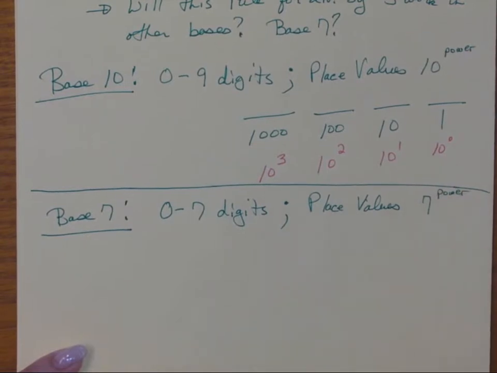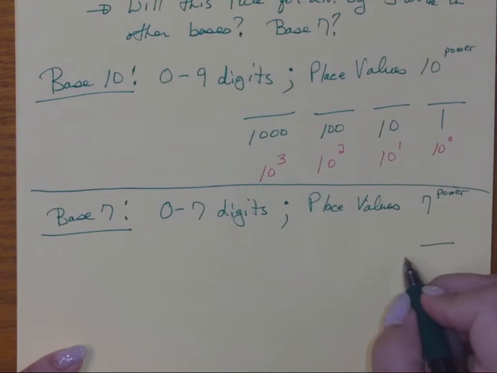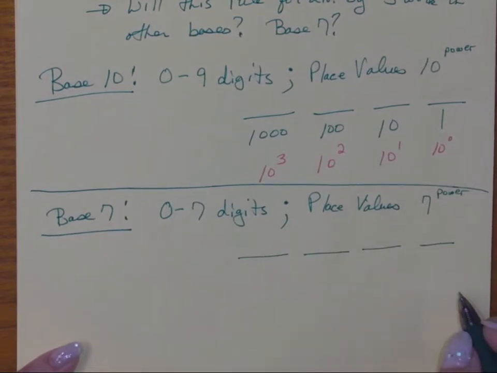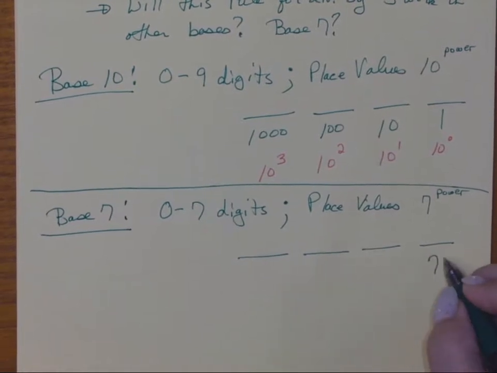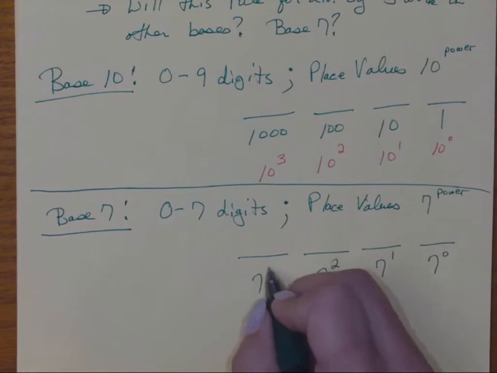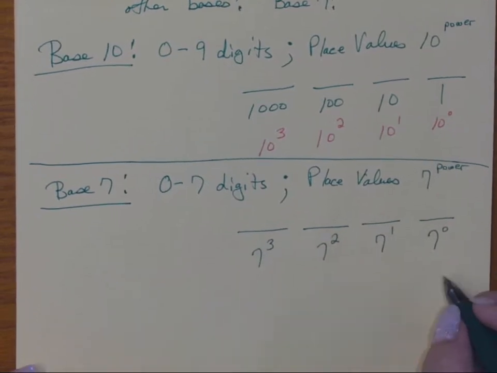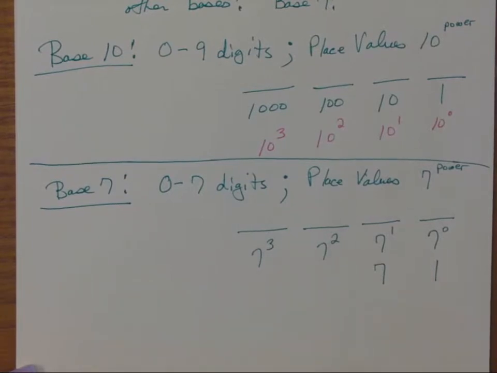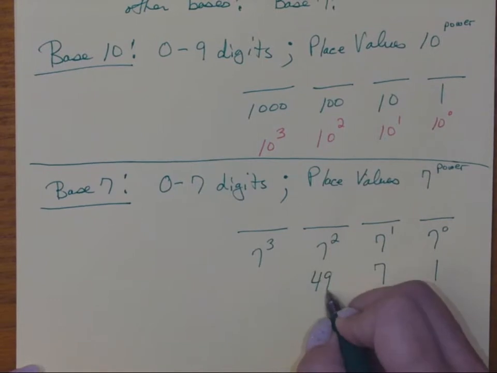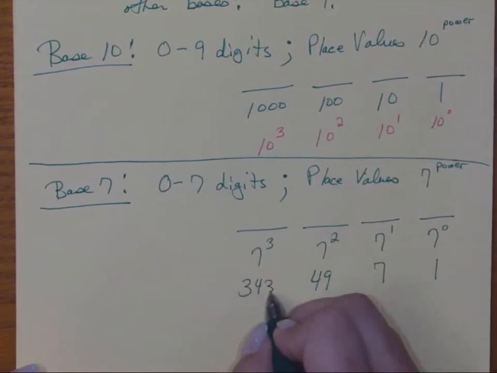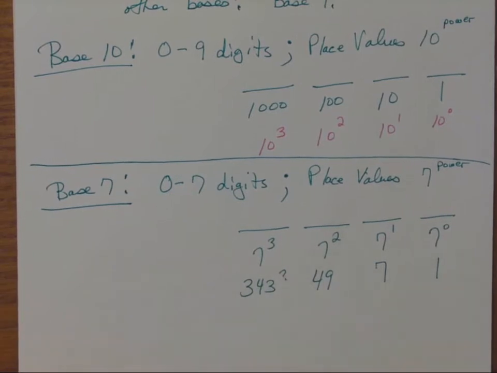So when I lay out those place values here, it's not going to be the same as in base 10. Instead of 10 to the 0, this is 7 to the 0, 7 to the 1st, 7 to the 2nd, 7 to the 3rd. So 7 to the 0 is a 1, so that stays the same. 7 to the 1st is a 7. 7 squared, yep, 49. And 7 to the 3rd, I'm pretty sure that's 343, but check me just to make sure. But I'm pretty certain.